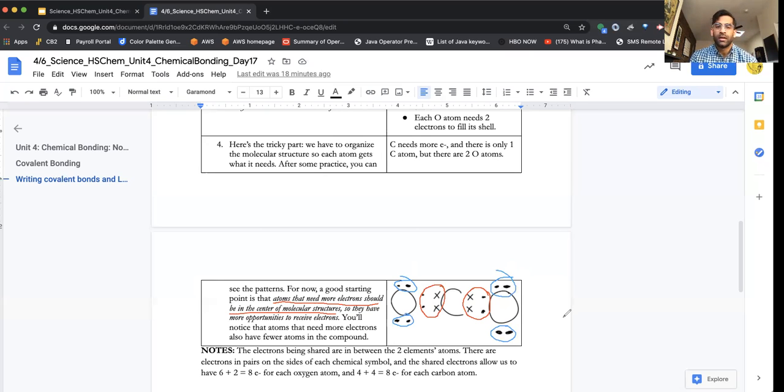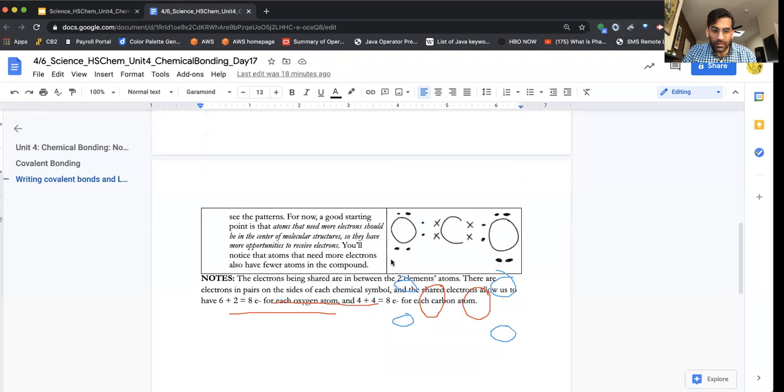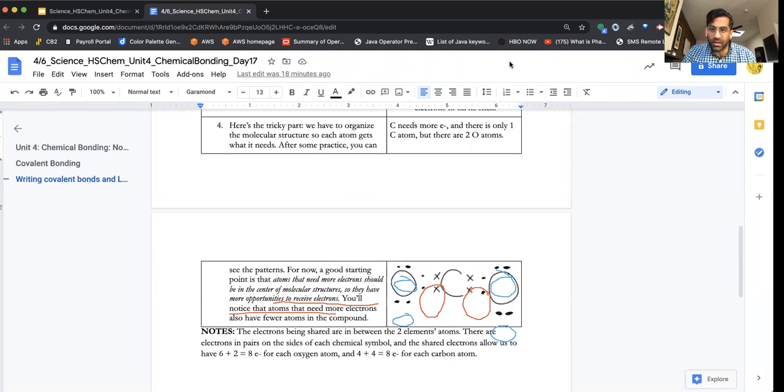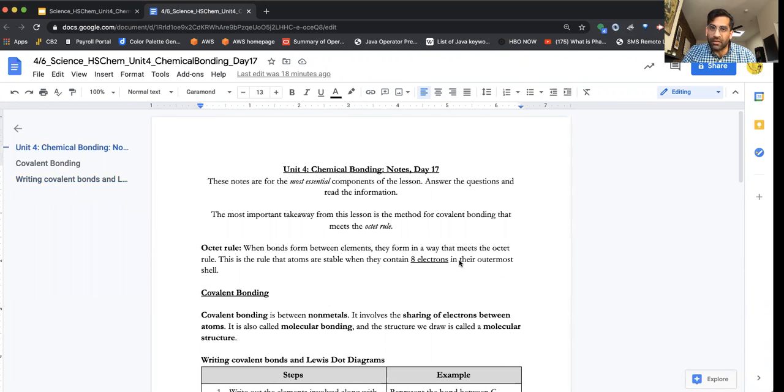So after some practice, as I say, you can see the patterns, but the good starting point is that atoms that need more electrons should be in the center of any structure that you build. When I say molecular structure, I'm talking about using a Lewis dot diagram to represent the pattern structure when covalent bonds form between nonmetals. So you can use this in order to help you navigate the lesson.